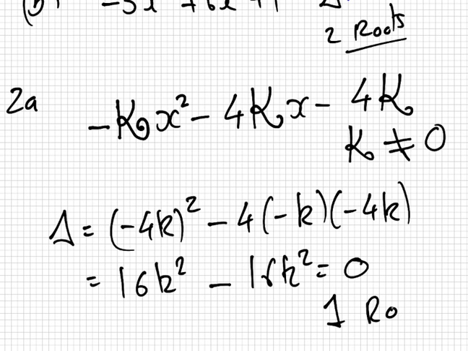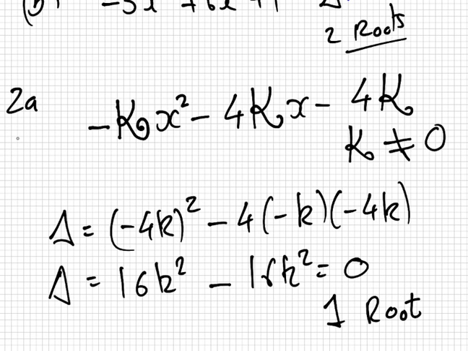So I cannot find the root, but I know that there is only 1 root. That means no matter what the value of k, except 0, this will have only 1 answer, an answer which I don't know. How did you know that's only 1 root? Because the discriminant is equal to 0.